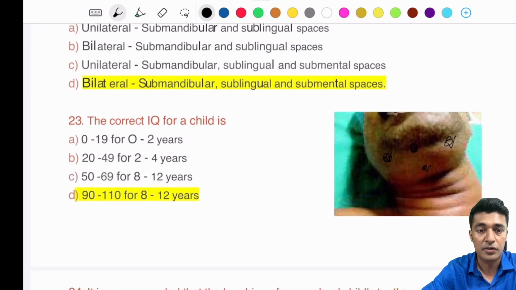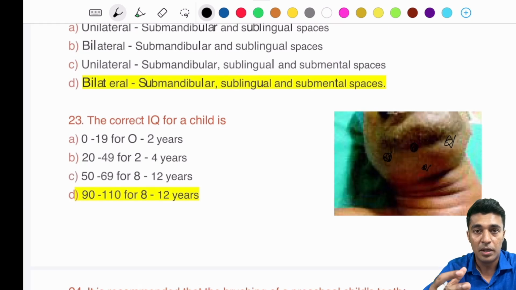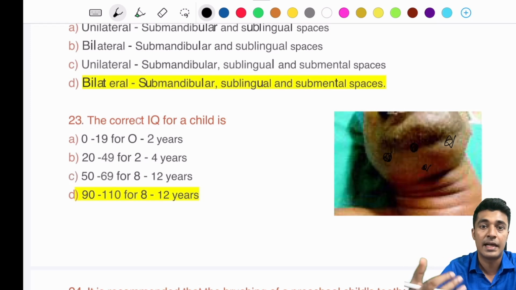The correct IQ for the child is 90 to 110. So most of the children fall under the category of the average IQ, which is 90 to 110. Anything more than 110 is considered high IQ, and lower than 90 is low average.